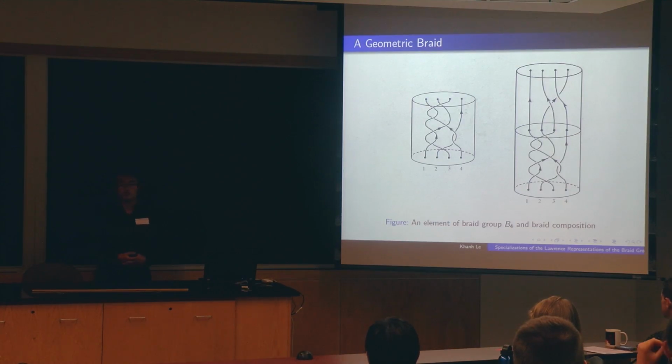So what is a braid group? A braid group was first introduced by Emil Artin in 1925. Since then, it has appeared in many different branches of math and physics. And here's a really nice geometrical interpretation of it.